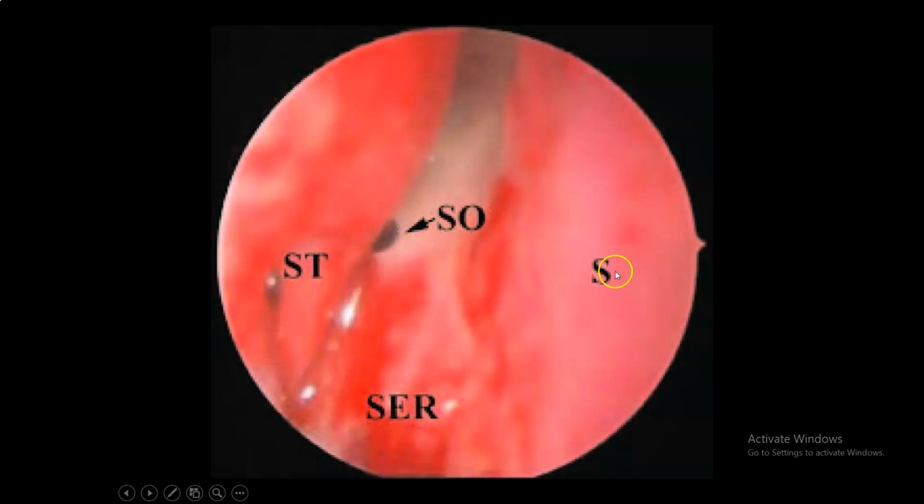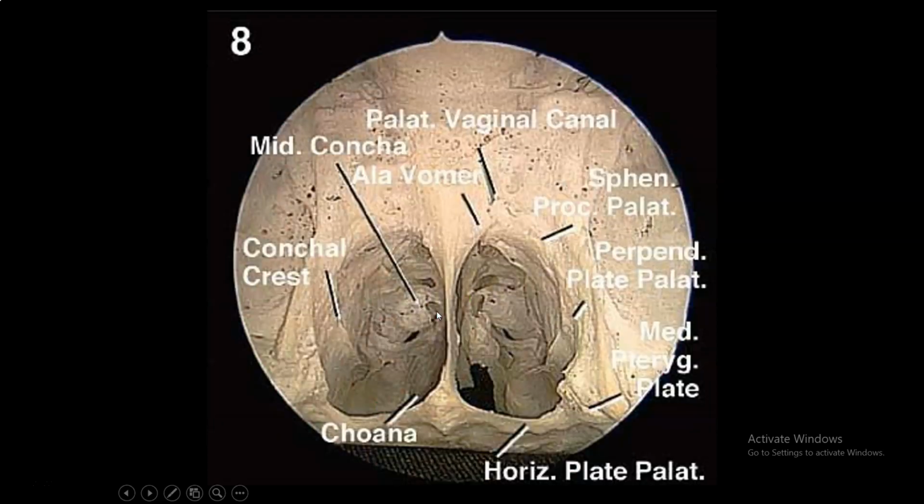Another view: we are on the right side, the superior turbinate, medial to the posterior wall of the superior turbinate is the sphenoid ostium, and you open this ostium to reach the sphenoid face. And this is the choana, the posterior nasal opening. What is it made of? It's made medially by the nasal septum, inferiorly by the palatine bone, and laterally by the medial pterygoid plate.